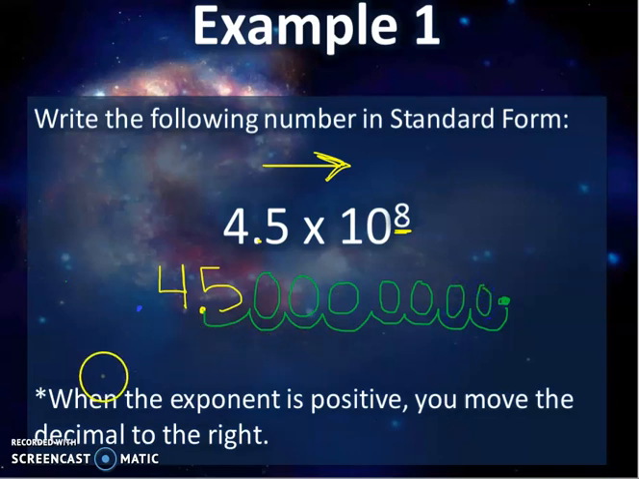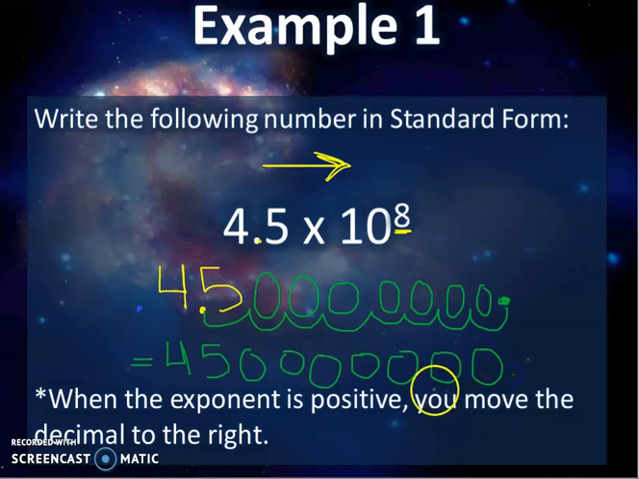Wow. So let's clean this up, make it look nice and tidy. I'm going to write 4 and my 5, and I have 7 zeros. 2, 3, 4, 5, 6, 7. My new decimal point's there, and I'll add my commas. So I can say that 4.5 times 10 to the 8th power is the same as 450 million.